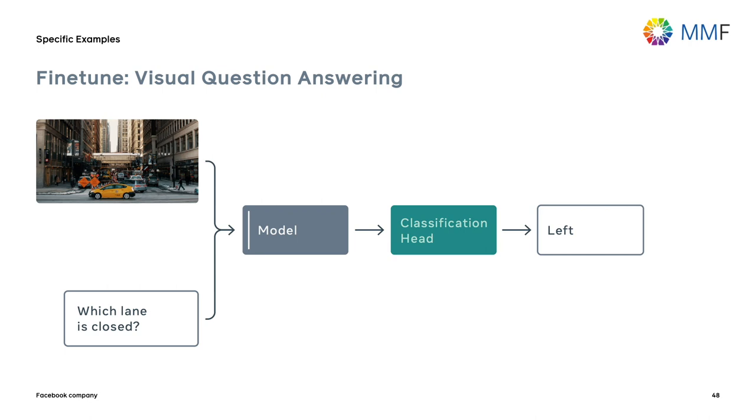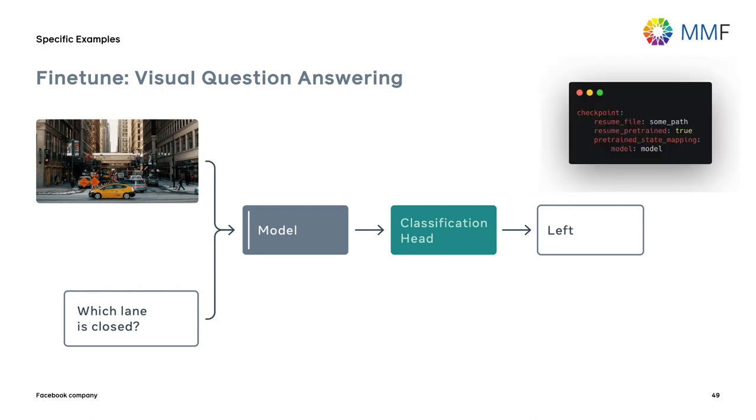So replacing this head is very easy inside MMF. You just specify your pre-trained state mapping and you can just get the same thing back. On the side, I show how it's possible through the configuration system. In checkpoint, you say that this is my resume file, the pre-trained file checkpoint, and then you say I'm resuming a pre-trained model, and then I specify the pre-trained state mapping, which maps model to model, so it won't load the head. So after learning through this, it will start classifying this question's answer as left.